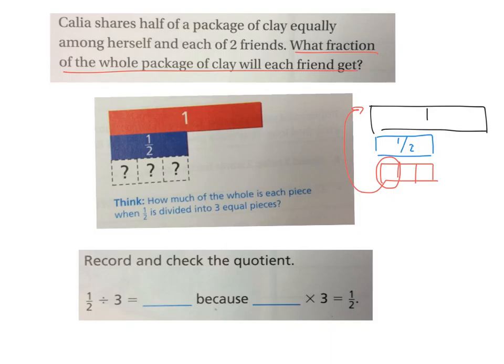How many of these sections, if I were to complete this other side of the model, this is also half, and I'm dividing it into 3. Now do I have these little size sections that is equal to the whole? How many of those sections do I have? 6. So one of these must be how much of the whole? 1/6 of the whole. Okay. So what fraction of the whole package will each friend get?